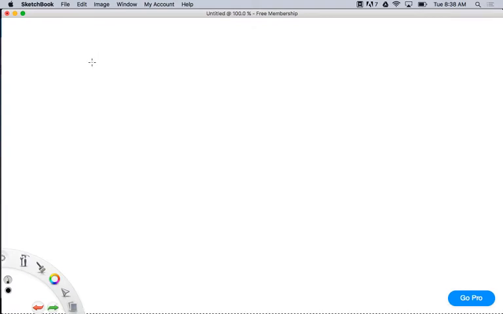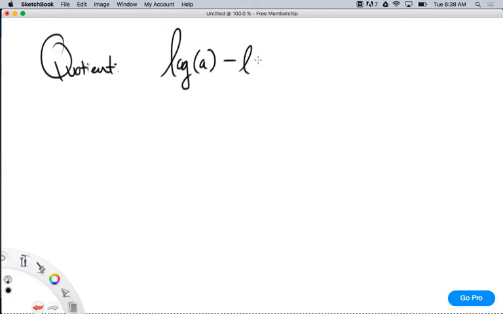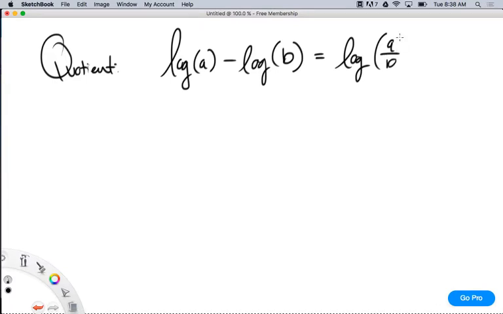Next is the quotient property. The quotient property is log of A minus log of B equals log of A over B. Okay?